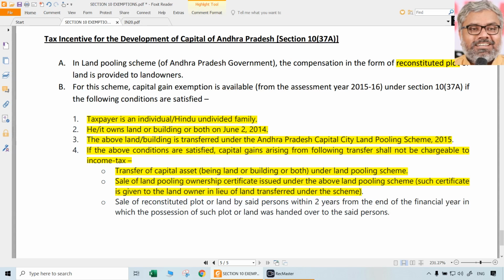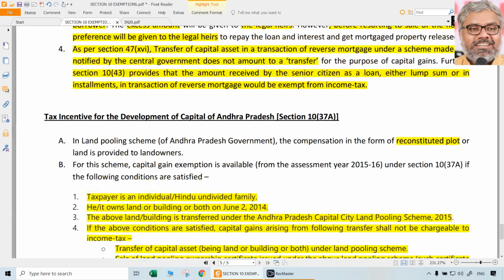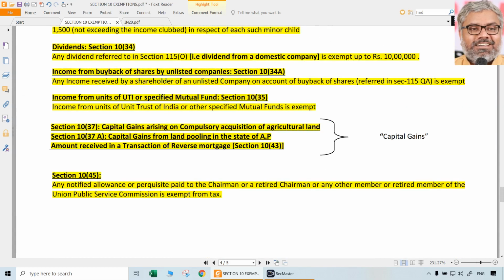Government framed a new scheme. They did not ask for a new scheme. Government framed new rules. Government wanted new capital. And they were asked to give their lands. And for that, the great benefit that government is showing as if they are giving is, oh, see, your capital gains is exempt. Because it was exempt anyway under 10(37).